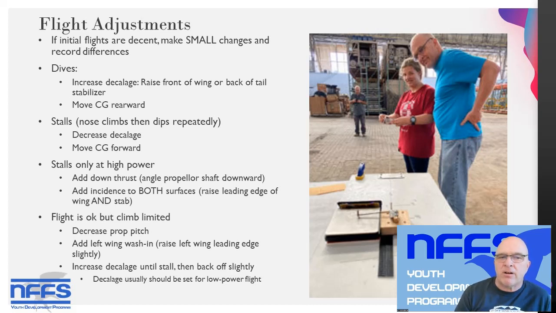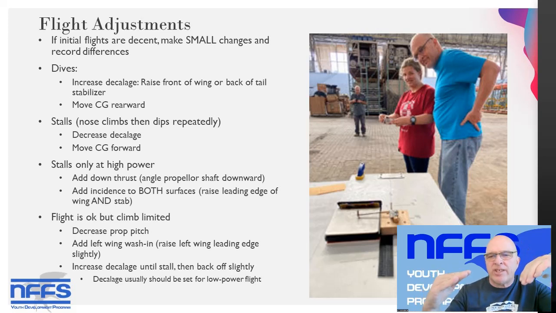Now we go to high power. If it was flying well at low power, but it stalls at high power, you may need to add some down thrust. That's getting the propeller to point downward just a few degrees. You can do that by bending the prop holder or breaking it off and re-gluing it, depending on your type of prop shaft holder. You can also add incidence to both the wing and the stab. So your decollage doesn't change, but you're effectively adding down thrust by doing that.